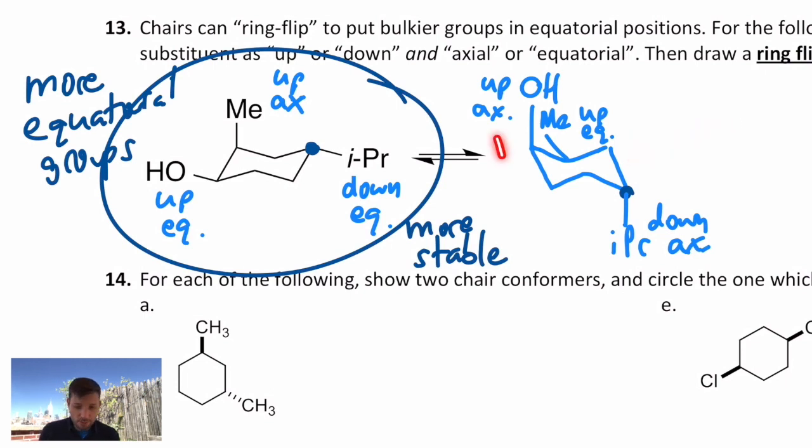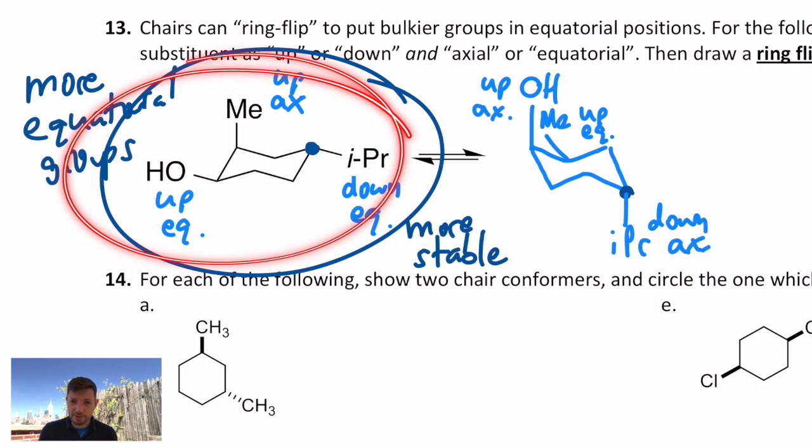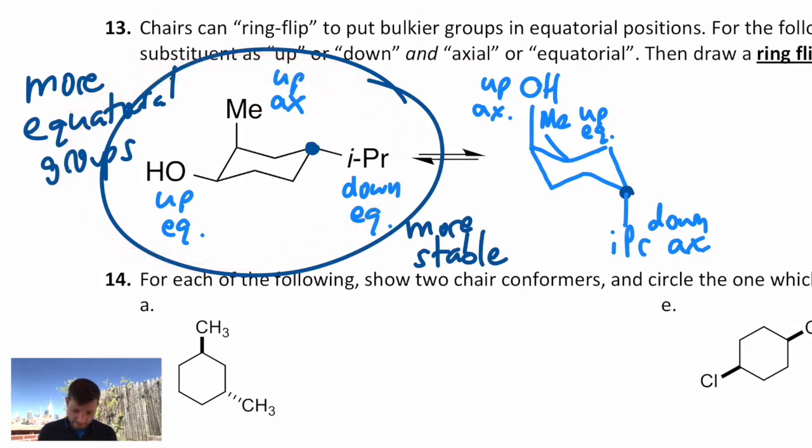Now it's an equilibrium mixture. That's why this is a double arrow, not a resonance arrow. That means an equilibrium between the two. So it is interconverting between one and the other, but it probably spends most of its time in that conformation.